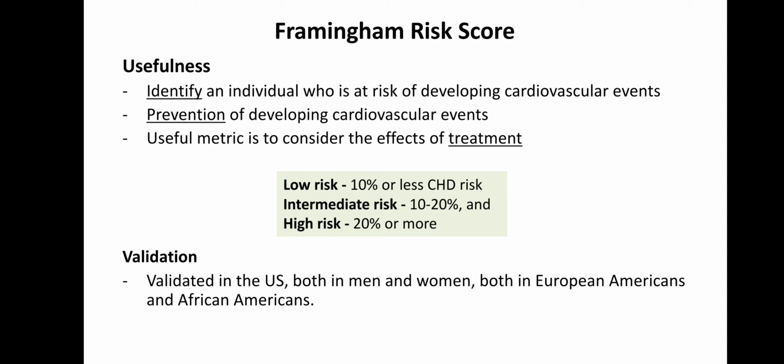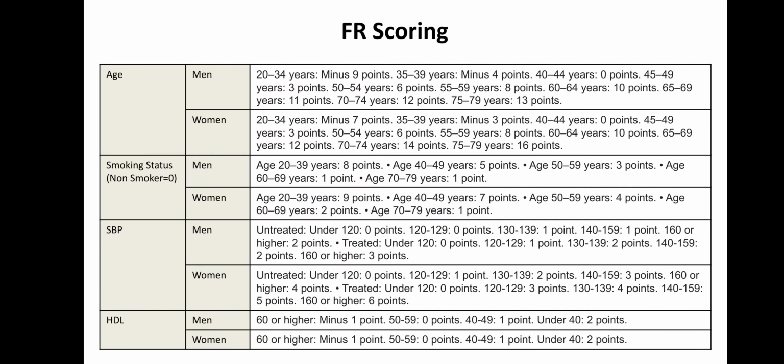So validation was done in the US, both in men and women, and both in European Americans and African Americans. Different cohorts of Americans were assessed using this Framingham Risk Score in the study, which was a coronary heart study. The scoring system is dependent on men and women, so it is a gender-oriented or sex-oriented kind of scoring system. For men and women, different points are given.